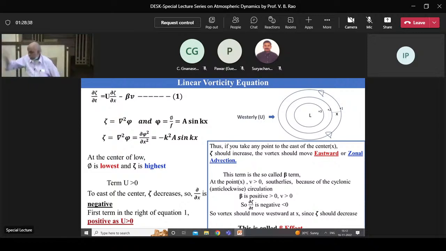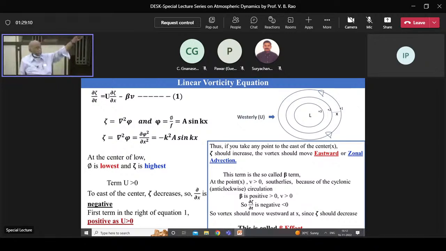Or, as we all know, there is a zonal wind, there is a wave, and the zonal wind simply advects it. U is simply westerly. For example, put a ball, it takes it away from west to east. Is it not? That's simply advection.